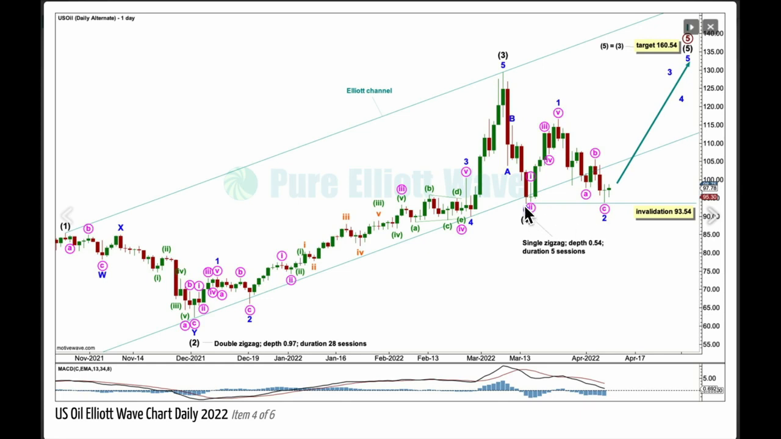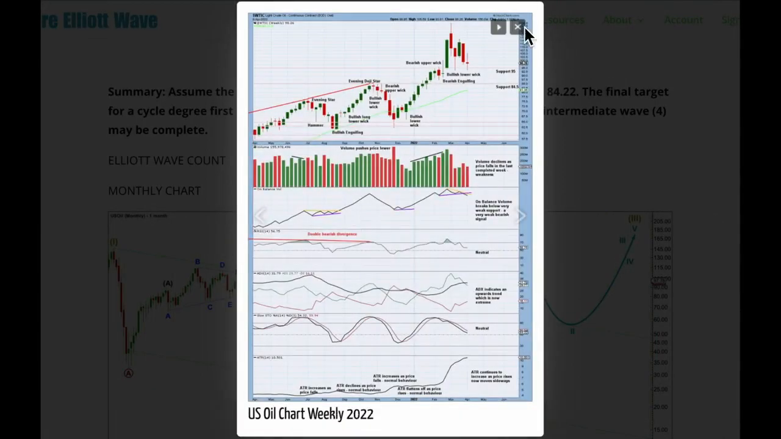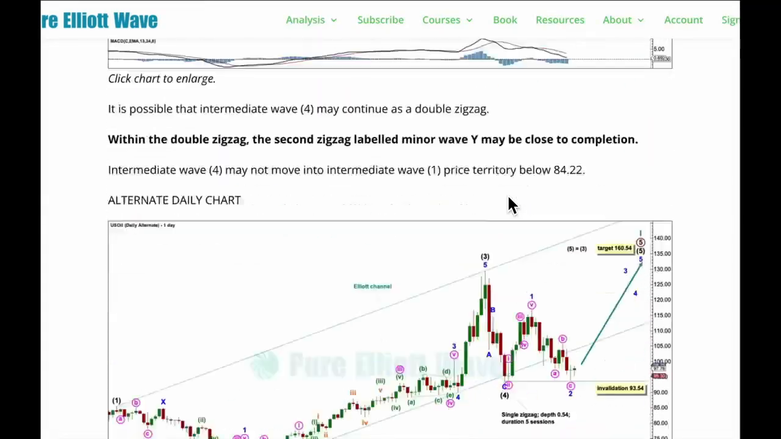Minor 2 may not move beyond the start of 1 below 93.54. This wave count has a target for intermediate 5 for it to reach equality in length with 3 at 160.54. The main Elliott wave count will probably have a target fairly close to that, eventually when I can calculate it. Okay, classic analysis now.